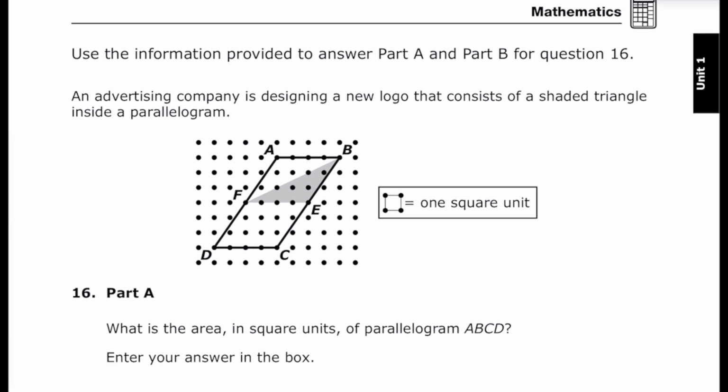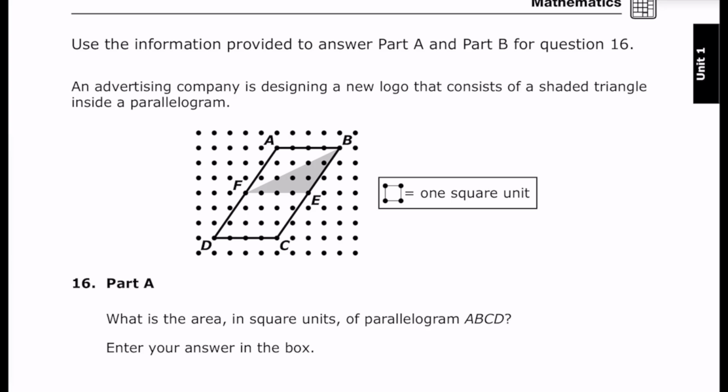For this one, we are going to go ahead and use this information that we have in Part A and Part B to answer this one. So an advertising company is designing a new logo, and it's going to consist of a shaded triangle inside of a parallelogram. So we're told here that each of these little squares is going to be 1 square unit. So this is 1 square unit. This would also be another square unit here.